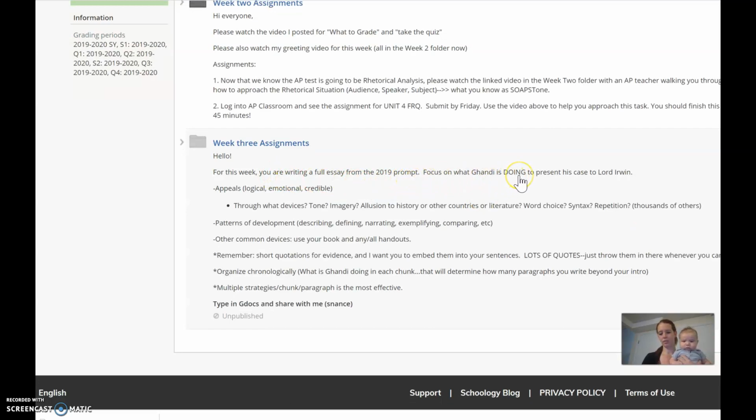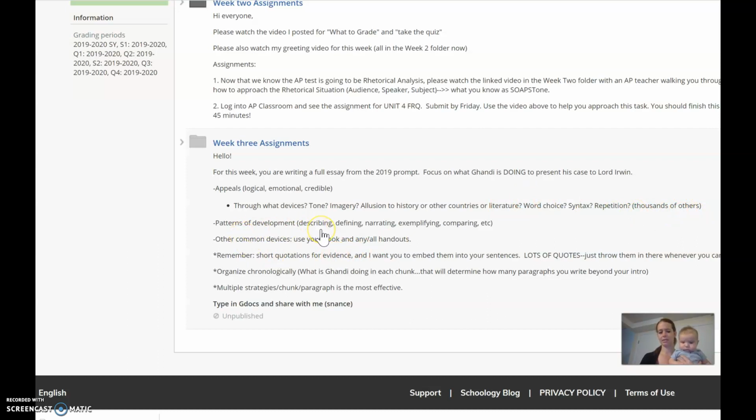Focus on what Gandhi, who is the speaker, is doing to present his case to Lord Irwin. I just put some very brief reminders about how speakers and writers are convincing. They use logical appeals, emotional appeals, and appeals to credibility. But they do that through certain devices, right? The tone, the imagery, the allusion to history or other countries with similar struggles, word choice, syntax, repetition. Those are all ways to appeal to logic, to emotion, whatever it might be. And there are thousands of others.